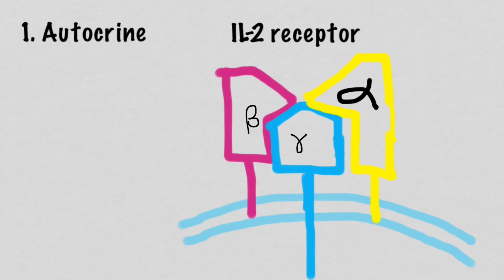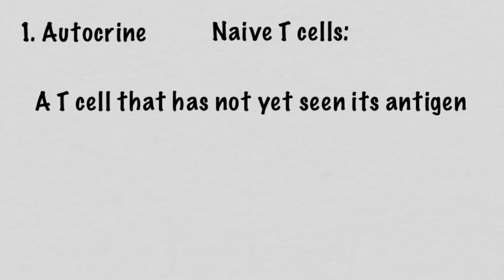Most cytokine receptors are made of multiple chains, and the IL-2 receptor is no different. The complete IL-2 receptor has an alpha, a beta, and a gamma chain. However, most of the time, not all three chains will be available to the cell. When a T cell has just completed its development, it is considered naive. This means it's kind of ready to go out into the world, and it can travel around the body, but it hasn't yet seen its antigen.